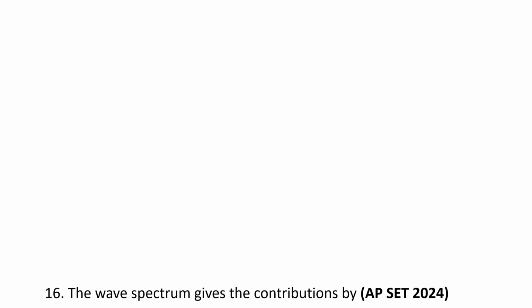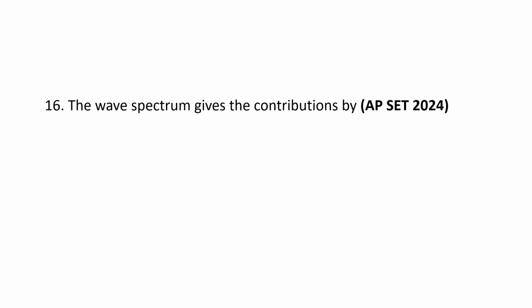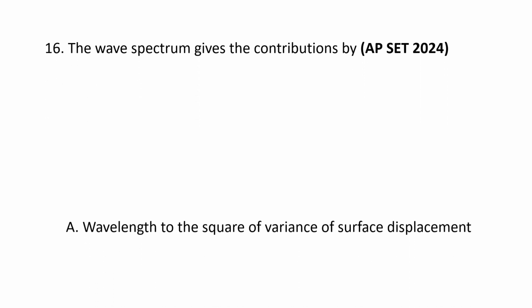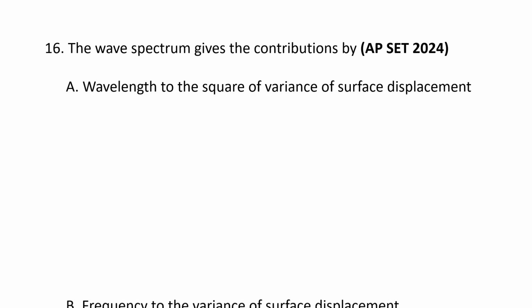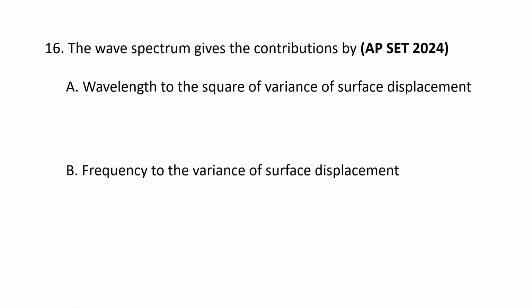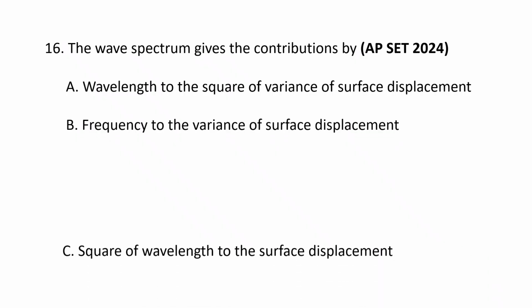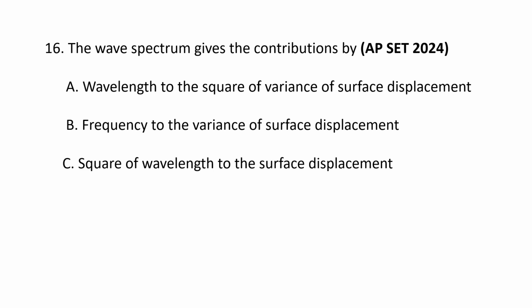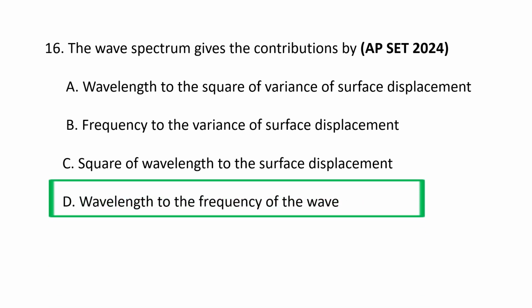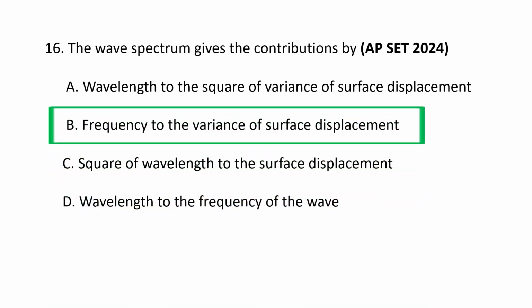Next question. The wave spectrum gives the contributions by A. Wavelength to the square of variance of surface displacement, B. Frequency to the variance of surface displacement, C. Square of wavelength to the surface displacement, and D. Wavelength to the frequency of the wave. So the correct option is B, frequency to the variance of surface displacement.